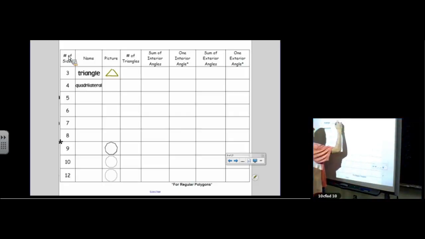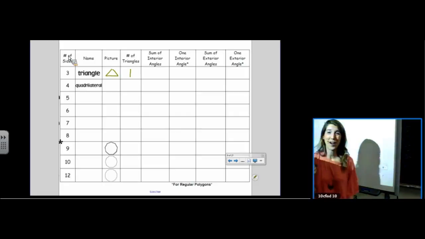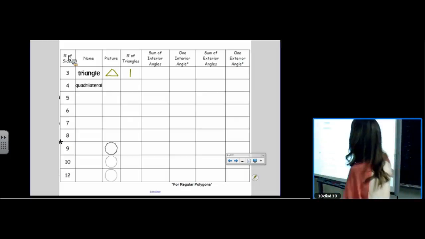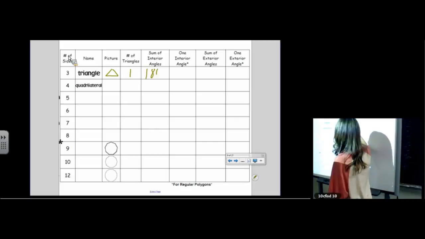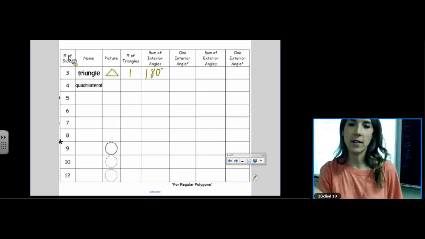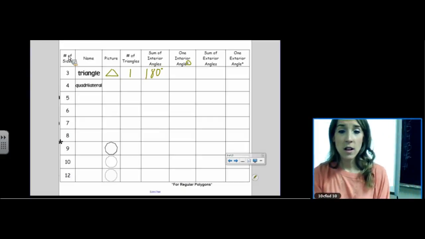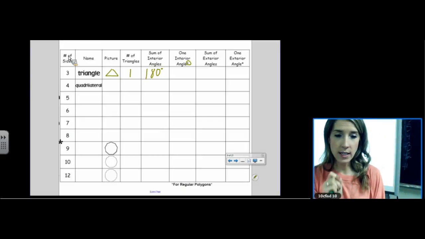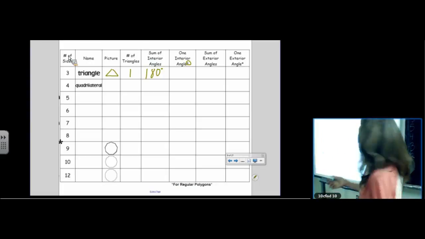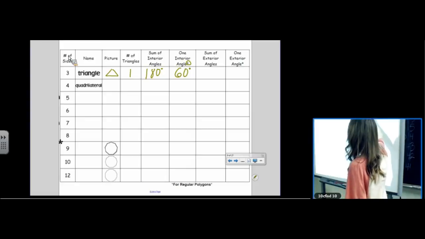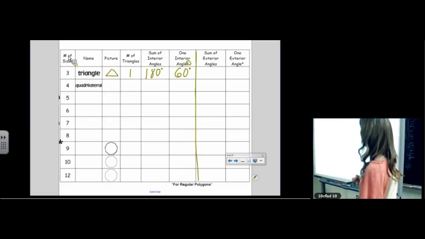Triangle. You probably have no idea what that means, but a triangle has one triangle, by the way. What are the sum of the interior angles? You already know that. If it's regular, that's what this asterisk means. If it's regular, then what's the degree of one of its interior angles? Good. It's called an equilateral triangle, and its measure is 60. We're going to save this part for in a minute.